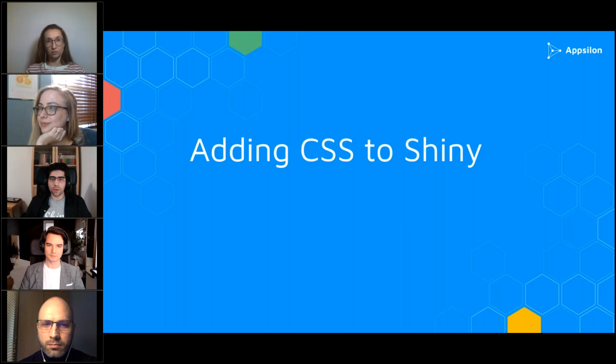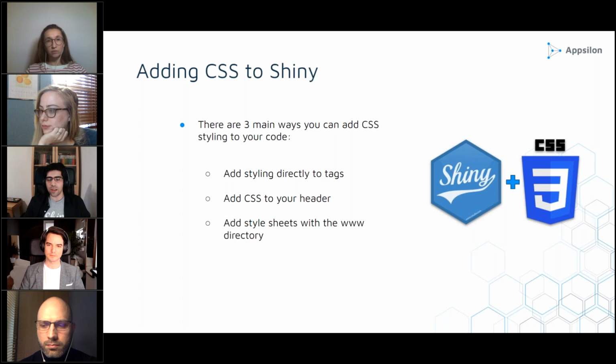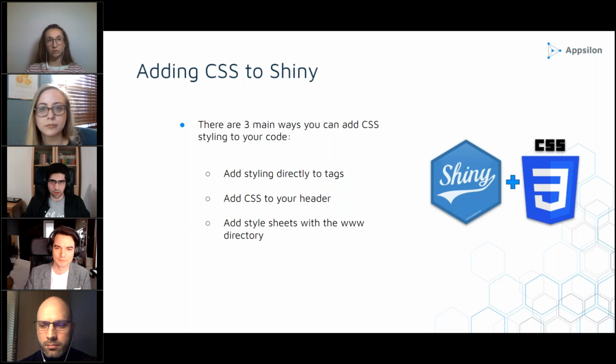So how would we actually go about doing this? With Shiny itself, there's three very specific ways that you can do it. You can add the style directly to your tags when you're building your UI. You can add it as a separate tag in the header of your page or your application, but you can also store it in files and link those files directly to the Shiny application.